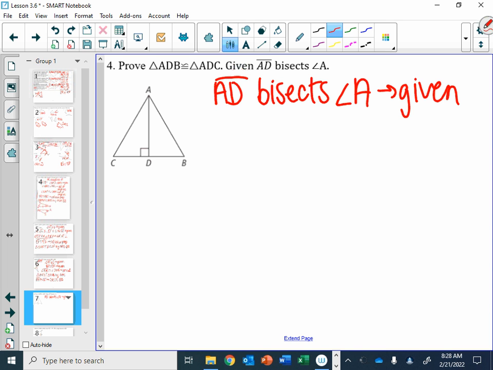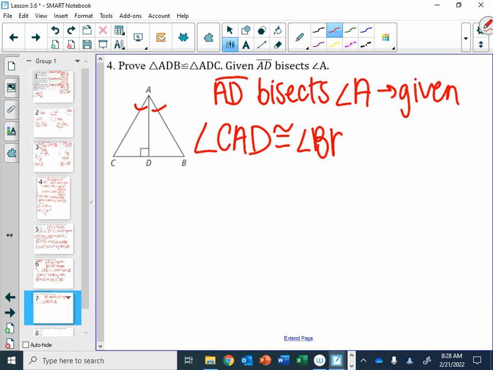So what does that mean about, how do I name this? Angle CAD and BAD. They're congruent, okay? AD is splitting all of angle A in half. So that means those two pieces have got to be congruent to each other, because they're the halves of angle A. Okay, so CAD is congruent to BAD by definition of bisector.